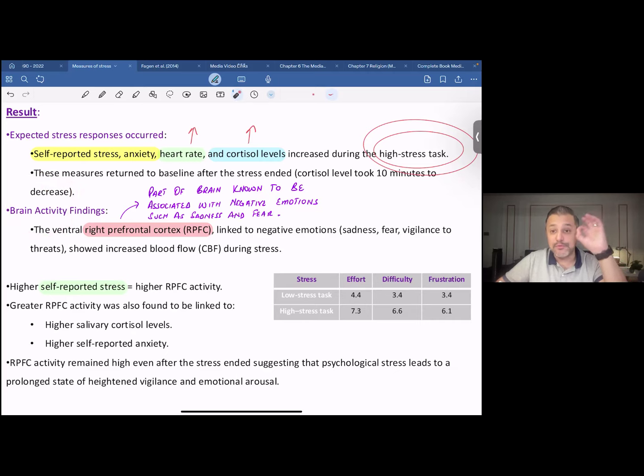You might as well just mute this. I'm sorry, not mute. Pause this over here and learn the word. Prefrontal cortex, or we're talking about the ventral right prefrontal cortex.